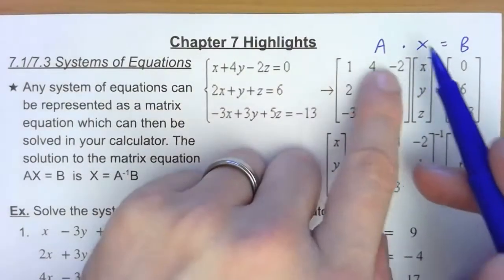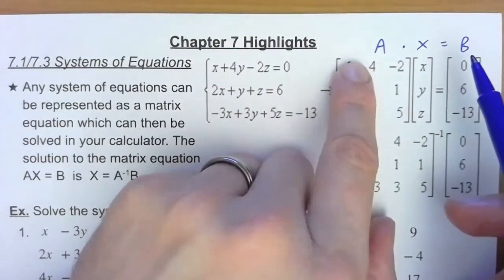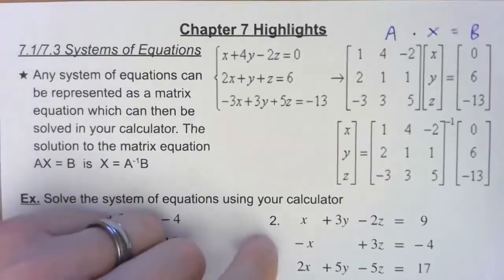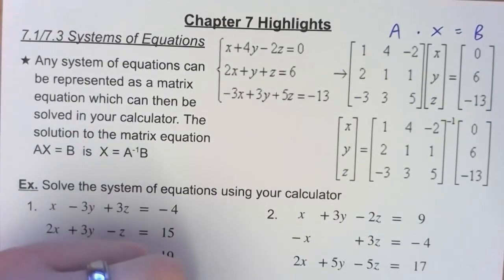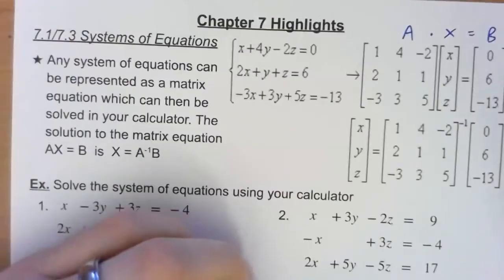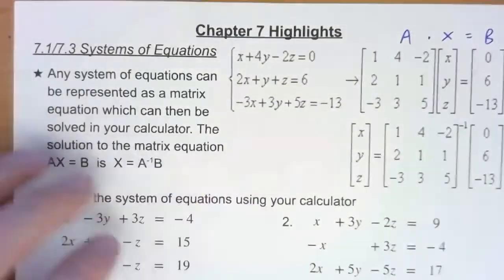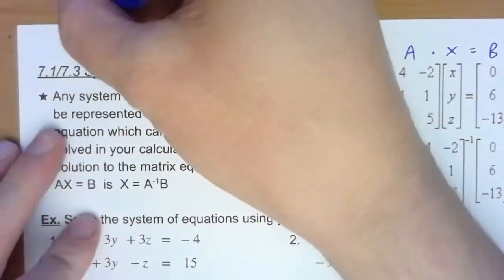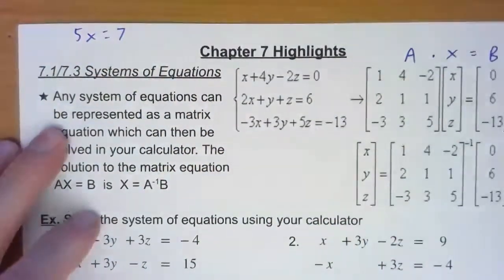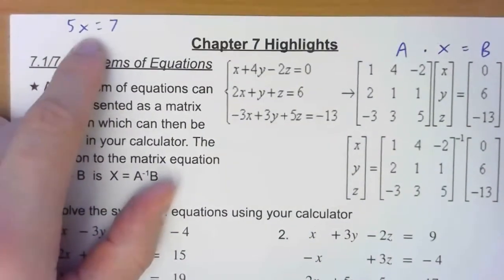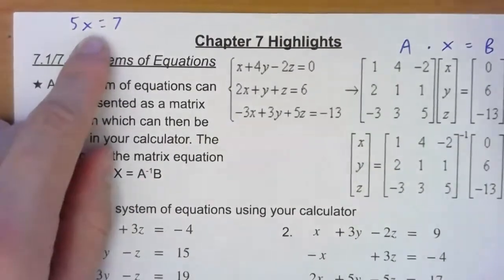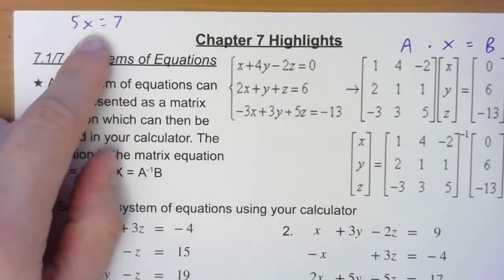Normally you'd think, if I want to get X by itself, I would divide by A. One small detail: there's no division of matrices. You can add matrices, subtract, multiply them, you can do everything except divide. Well, it's actually not too big a problem. Think about a simpler equation. If we wanted to solve 5x equals 7, and I said I'll give you $1 million if you can solve this equation, but you're not allowed to use division.